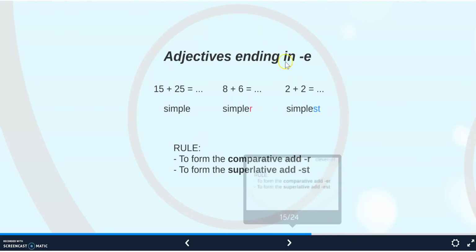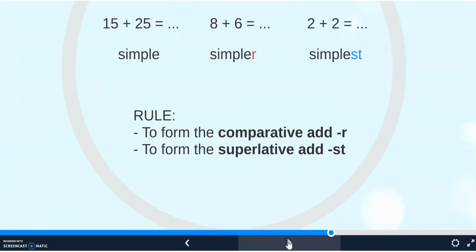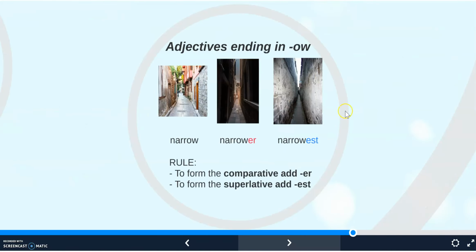Then adjectives ending in e. This sum is rather simple. This one is even simpler, and this one is the simplest. But to form the comparative, add an r, and for the superlative, add st. So that's that rule. And then adjectives ending in o. This street looks kind of narrow, but this one's even narrower, and this one's the narrowest. To form the comparative, add er or add est. Also the general rule for 2-syllable adjectives.